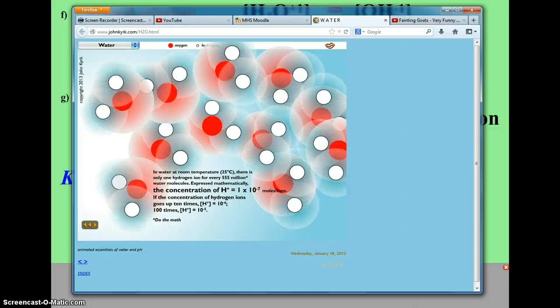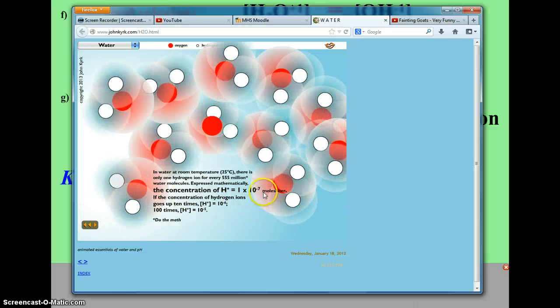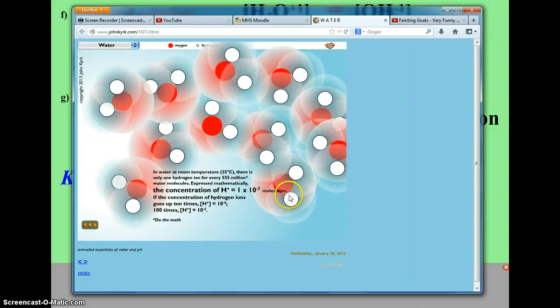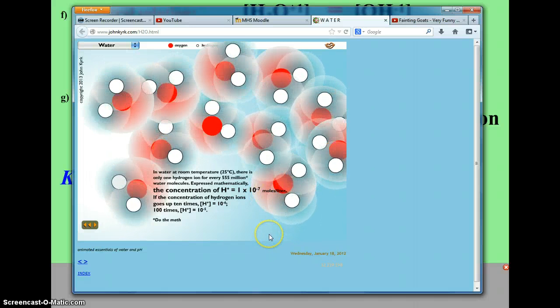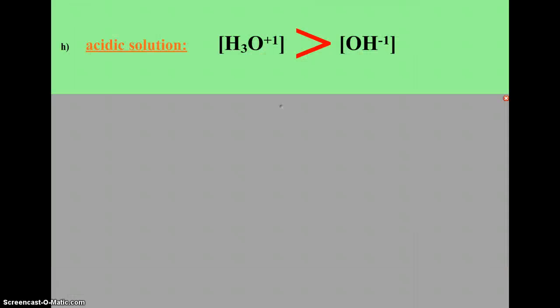Alright, so again, regular water, normal concentration is 1 times 10 to the negative 7 molar. If it goes up, then we're going to be talking about an acid. So what we have for our definition of an acidic solution is, again, reading those brackets, the concentration of hydronium ions is greater than the concentration of hydroxide ions.